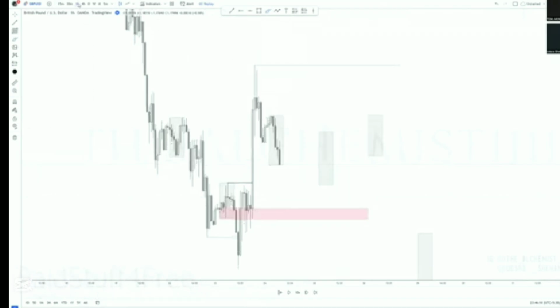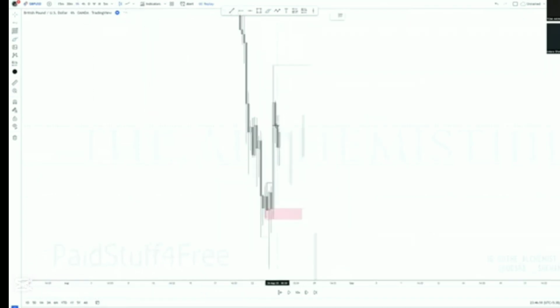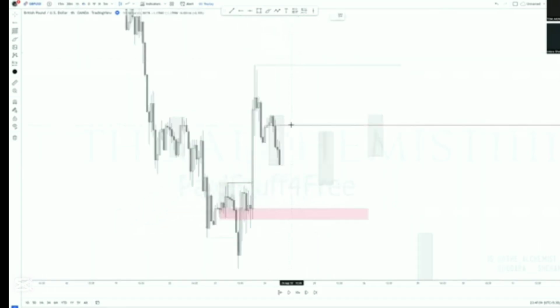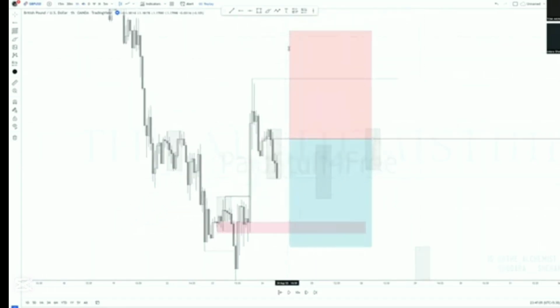Now, like I showed you, of course, I showed you the setup. We had the 4-hour rejection block that is right here. And then what we do is we sell it with timing and all of that, like this. Okay, so safe target will be the Asian low.